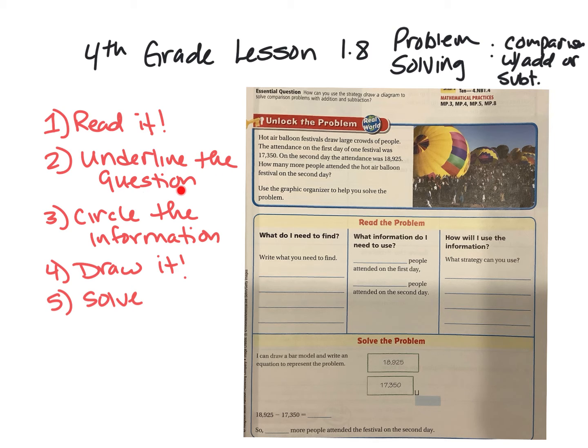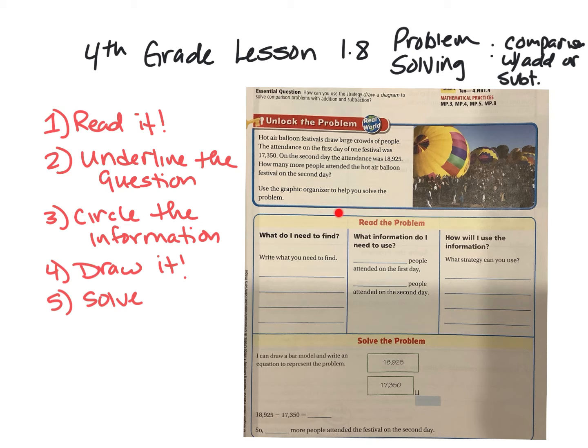Second step, underline the question they're asking you. Usually it's the last sentence in the scenario. Underline it so you know what you need to answer. Number 3, go back and circle any information that they gave you in the word problem. Number 4, draw it. I don't know why, for me, this step works so well. Anytime I'm not sure, I just draw a scenario. Nothing fancy, I'm not doing art, but I just draw out what's going on, and it helps my brain figure out what exactly I need to do. And then because I drew it and I figured out what I need to do, then I can move on to step 5 and solve it.